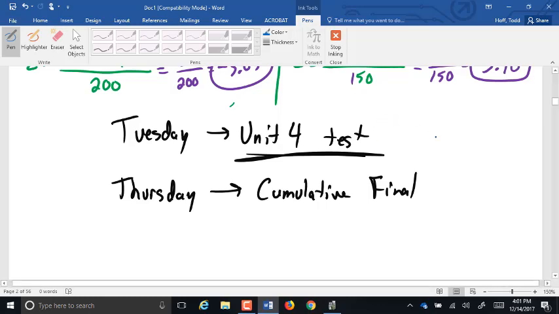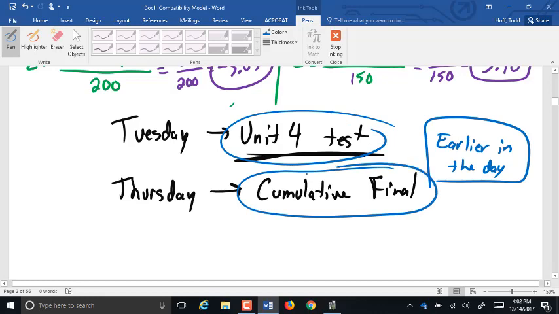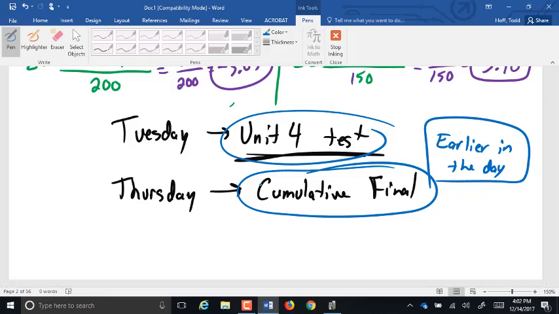Either one of those, if you want to take them earlier in the day, you can. I will have them at your locations by the night before. So anytime on Tuesday, you can take that Unit 4 test. Anytime on Thursday, you can take the cumulative final. If anybody has any needs outside that, I know some people said they had things going on where they had to leave Thursday morning for stuff. Send me an email so I have it in front of me, and then I'll arrange for you to take that on Wednesday if you need to. But we'll do that on a case-by-case basis.